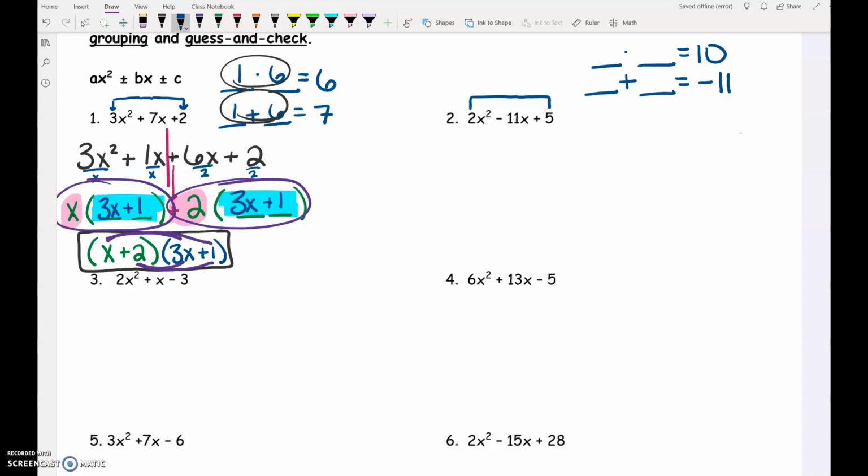Okay, we're multiplying for a positive. That means either both positive or both negative. So negative 1, negative 10. This pair of numbers is used to split your middle term. So we're going to write 2x squared minus 1x minus 10x plus 5.